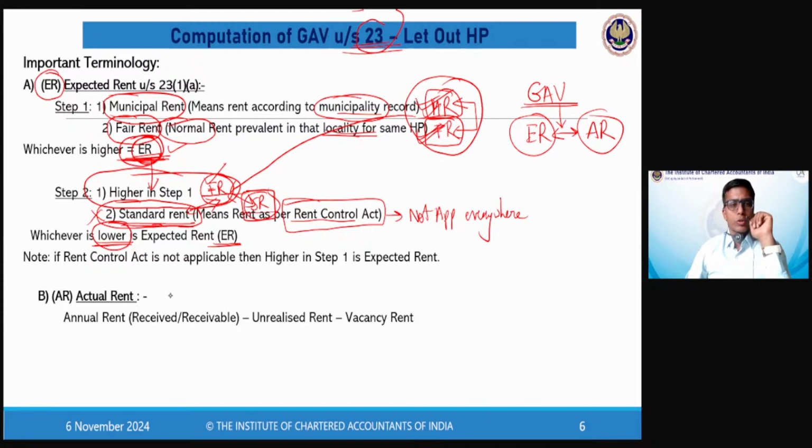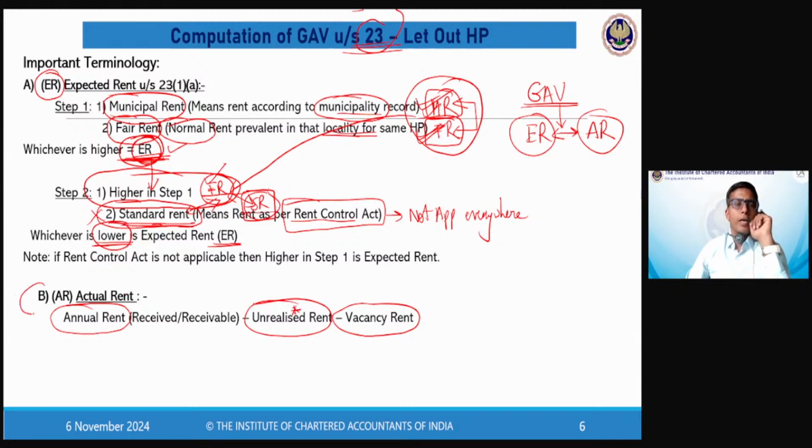Now, what is actual rent? Actual rent is the rent for the whole year, which is called annual rent. So actual rent is annual rent, that is the rent for the whole year, minus unrealized rent, minus vacancy. Now I'm just putting a star because unrealized rent has to be deducted if you satisfy some conditions. Again, in the exam questions, if nothing is mentioned, you assume the conditions are satisfied, it means it has to be deducted.